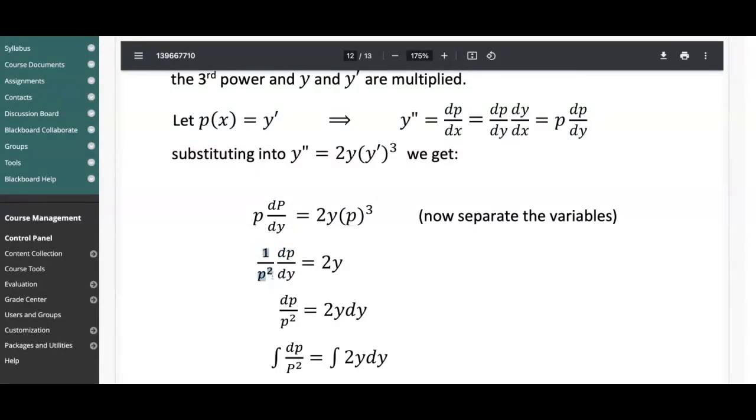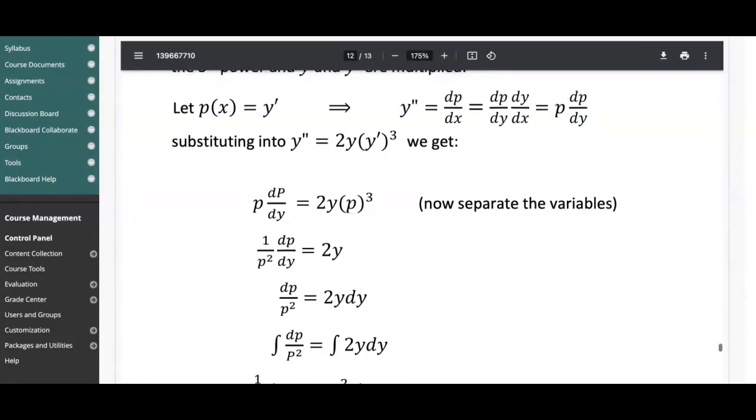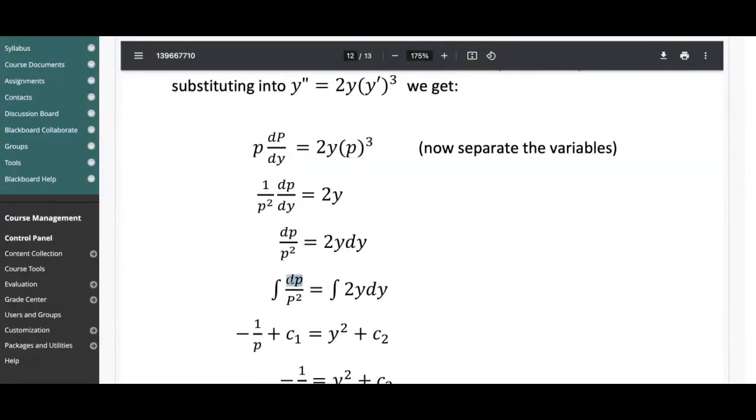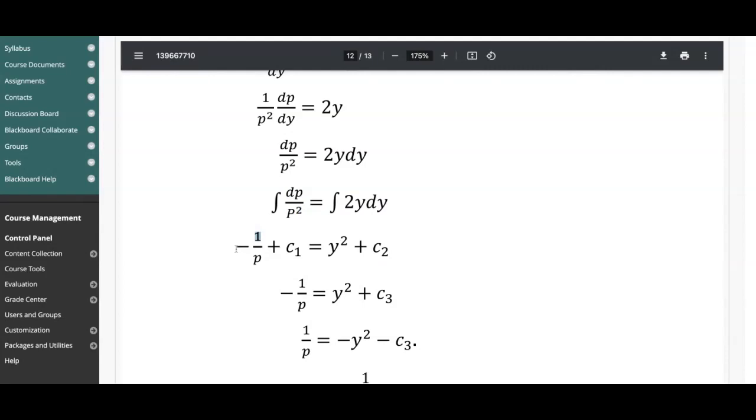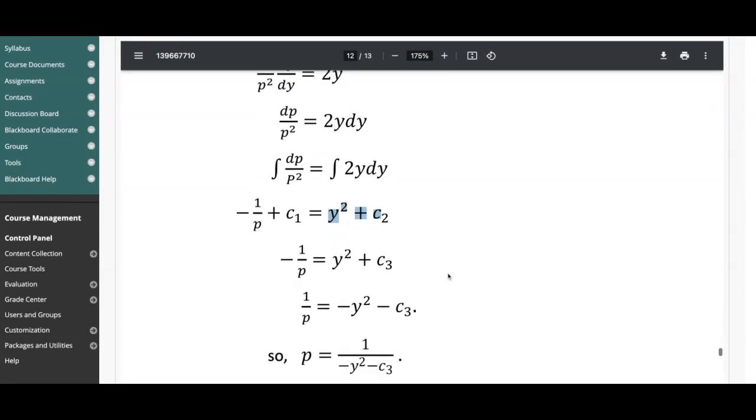So on the left hand side, we have 1 over p squared dp. What is the integral of dp over p squared? The right hand side, we have 2y dy. We have a separable differential equation. We integrate both sides. Left hand side, we get negative 1 over p plus a constant. Right hand side, we get y squared plus a constant.